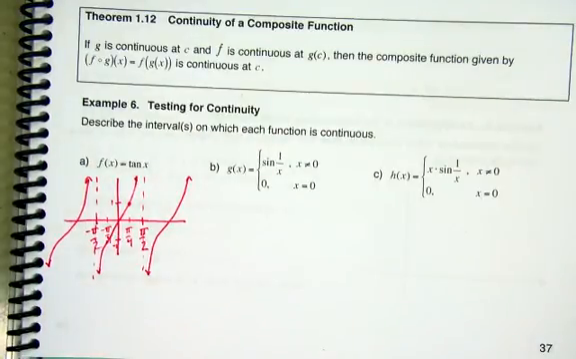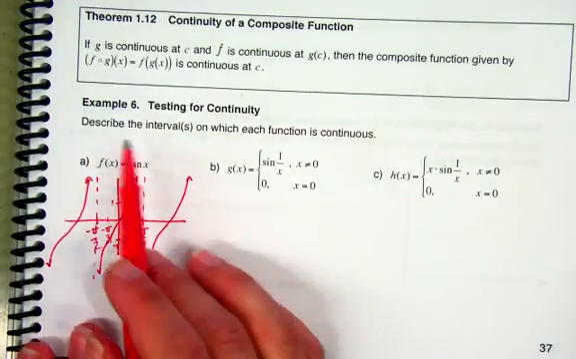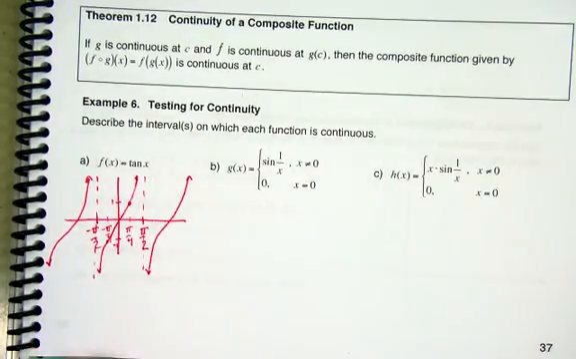So what is the continuity? I want to describe the interval on which it is continuous. Well, it's continuous everywhere except for what? Except for those pi over 2's, right? Can we do this with that k notation?